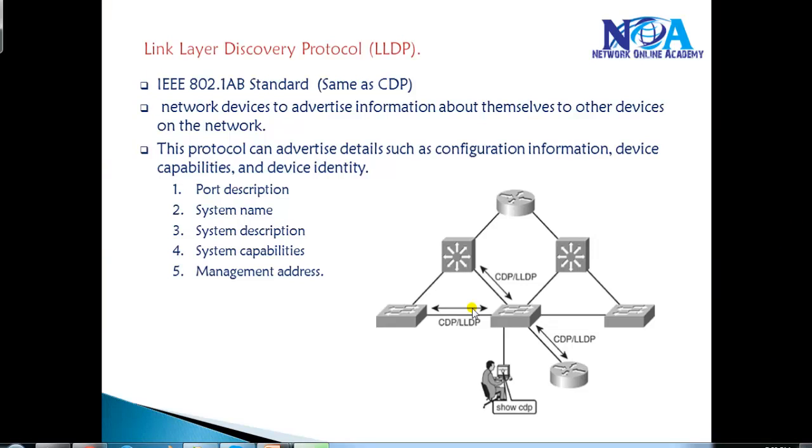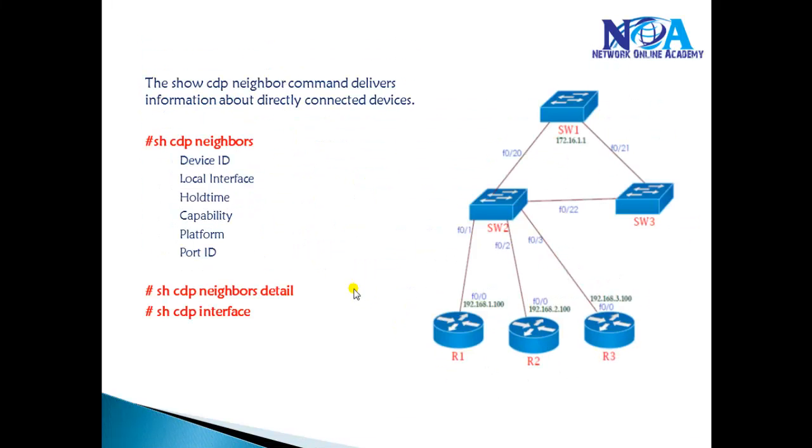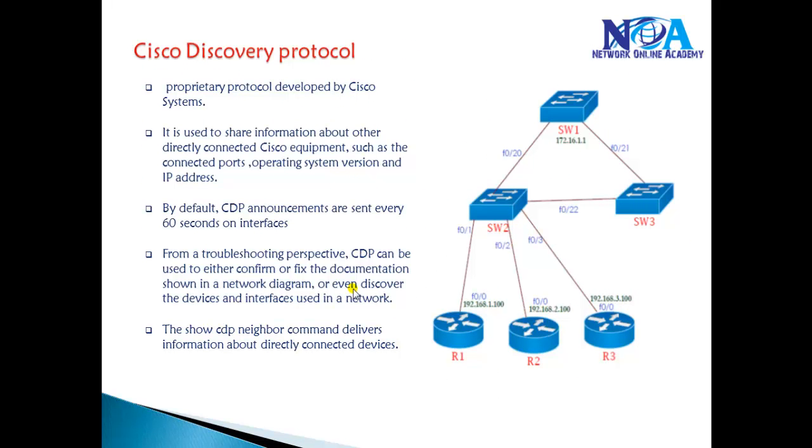In this video, we'll talk about a protocol called LLDP, Link Layer Discovery Protocol. This is more similar to CDP. In the previous videos, we have seen CDP, Cisco Discovery Protocol. The Cisco Discovery Protocol provides information about the neighbor devices, and it's a Cisco proprietary protocol.